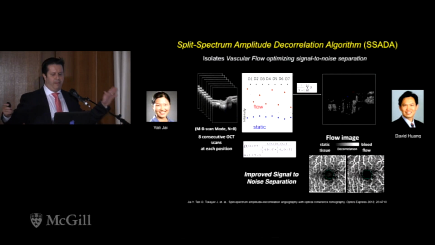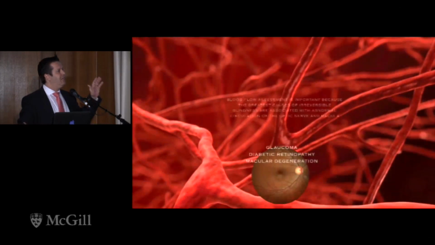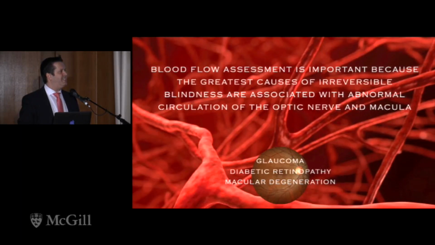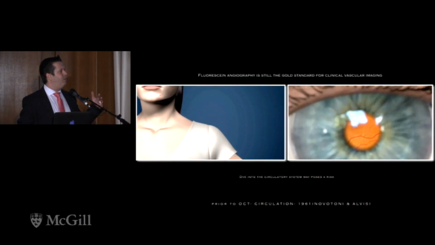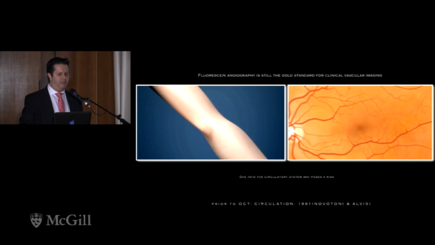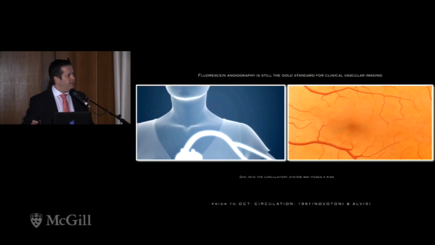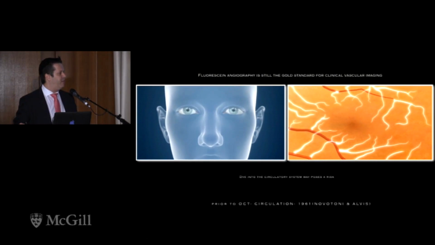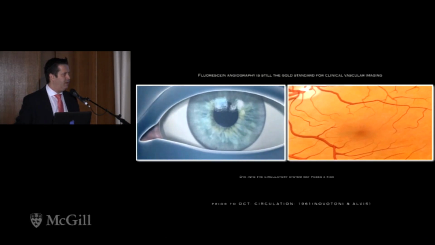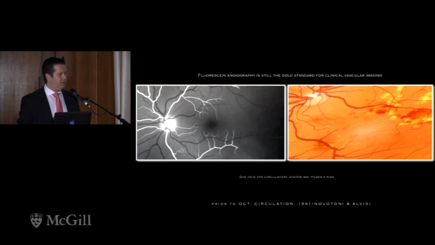I'm not going to go into that, but the most important information is that blood flow assessment is important because the greatest causes of irreversible blindness are associated with abnormal circulation at the optic nerve and macula, which is glaucoma, diabetic retinopathy, and macular degeneration. We cannot forget that fluorescein angiography is still the gold standard for clinical vascular evaluation of the retina and the choroid, since the very first publication in 1961 by these two authors, Novotny and Alves.